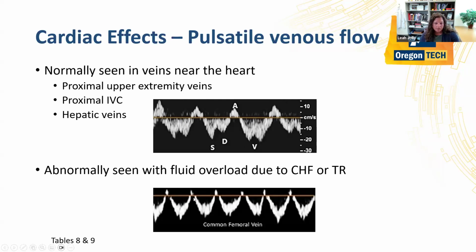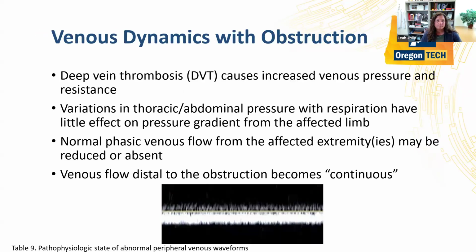This lower waveform, though, is also pulsatile, but this is an abnormal venous waveform. So this can be seen in patients who are in heart failure or that have significant tricuspid regurgitation, because now there's too much flow getting backed up into the venous system, and we get this abnormally pulsatile waveform far away from the heart.